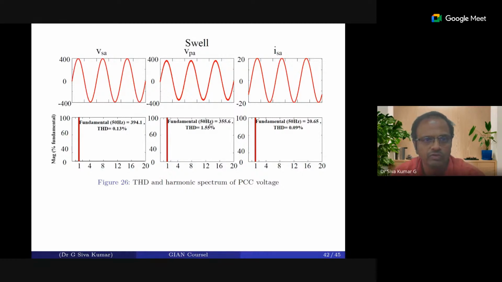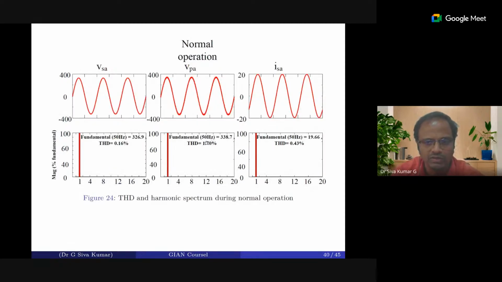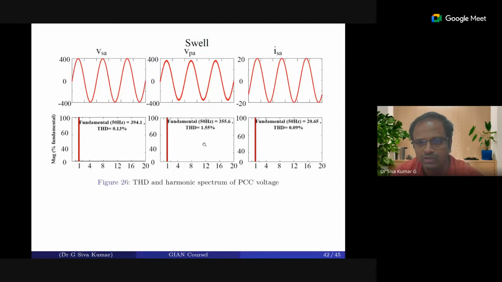During the swell also, the voltage has swelled. Swell in the sense that if there is any fault, some faults are going to create a voltage swell. During this period, we have this voltage swell. Now by using the DVR, we have reduced the voltage, but it is not reduced to 355, 350. The required is 326, but we have not come to that level of voltage.